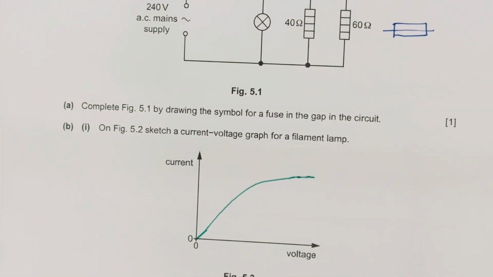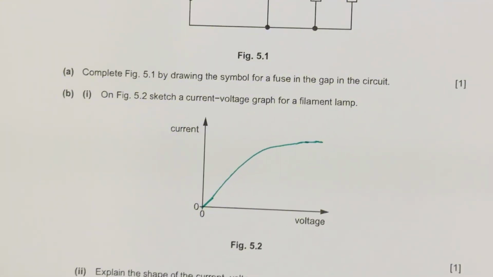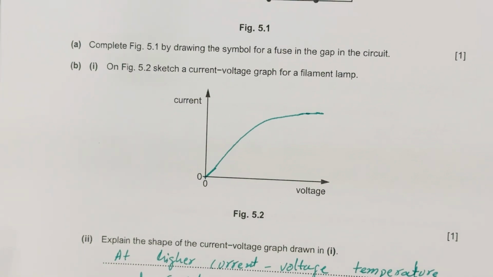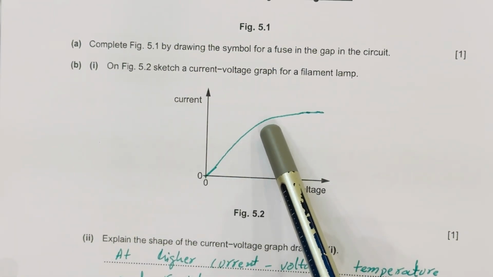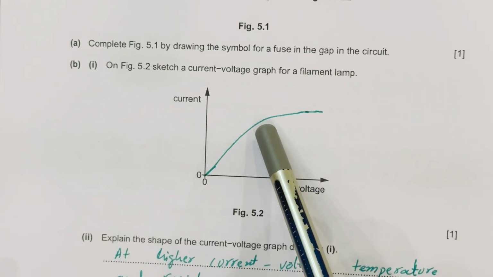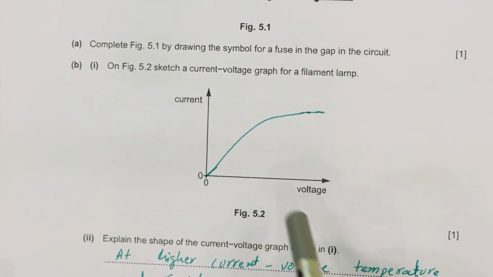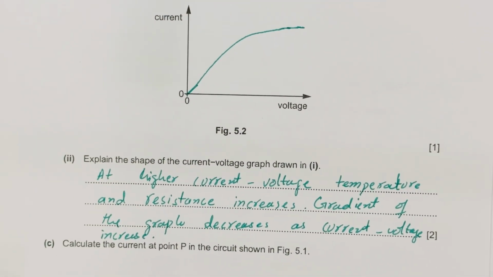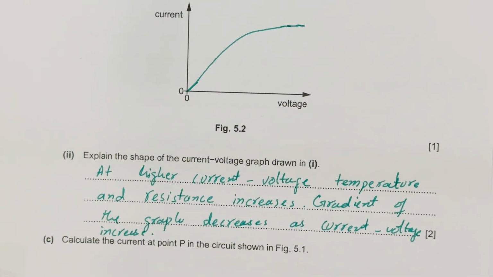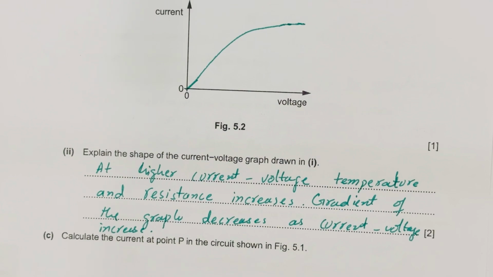Moving to its B part, on figure 5.2, sketch a current-voltage graph for a filament lamp. You need to draw the Ohm's law concept. First it will be straight, and then after, when the temperature increases, the resistance also increases, so you need to bend like that.